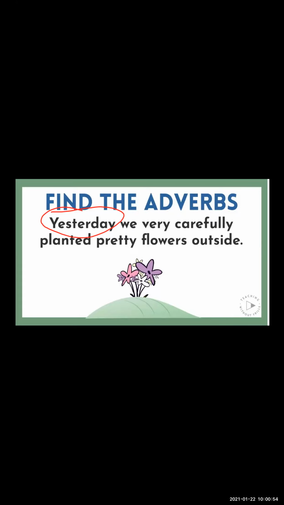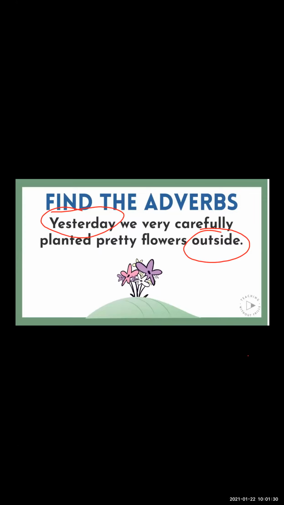Let's talk about the next adverb. Where I planted the flower? Yes, the answer is outside. Where I planted the flower? Outside. So outside is the adverb. Okay, outside is the adverb in this sentence. So I think we have received the two adverbs.